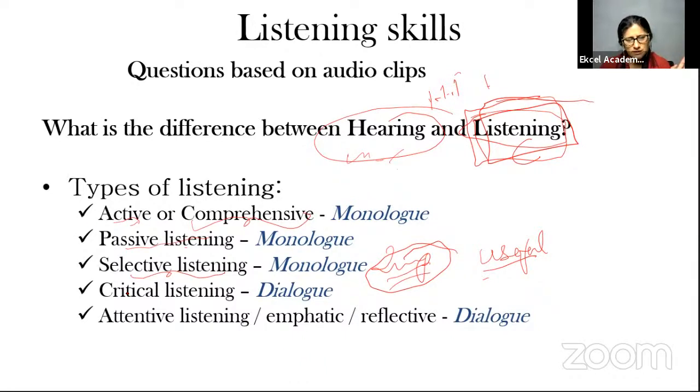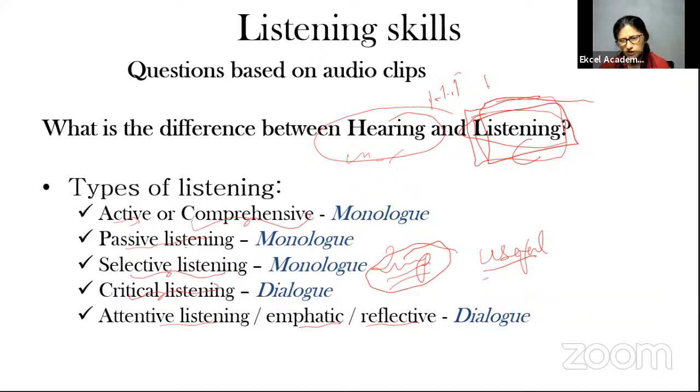Then critical listening. Critical listening happens when you want to give your opinion about certain things. When a person is talking, you start analyzing it as he's speaking, and you also start framing your own questions or answers. Then you have attentive or empathic or reflective listening, which usually happens during dialogue, so that you pay attention, you form your opinion, and then you counter.